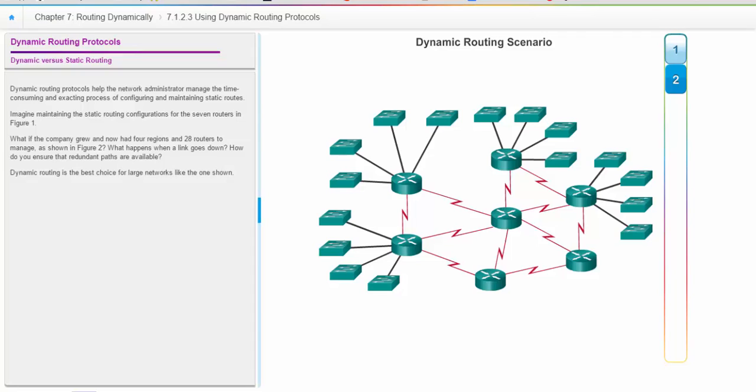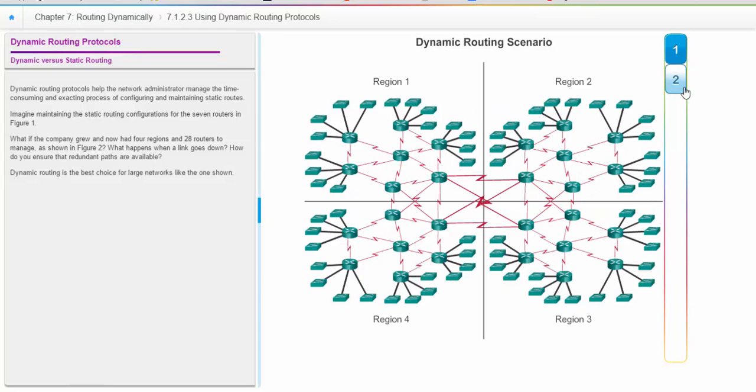Let's take an example here. In this instance, we have a number of routers with a number of switches, and you might be able to maintain this particular scenario on your own, or your network administrator may. But what happens when your company grows and now you have 4 regions and 28 routers and the switches for all of those, and you're trying to maintain those. This is where your dynamic routing is going to come into play. If you're allowing your routers to learn each other, learn the best paths, and learn a backup path, you're not having to maintain and spend as much time on your different routing protocols.